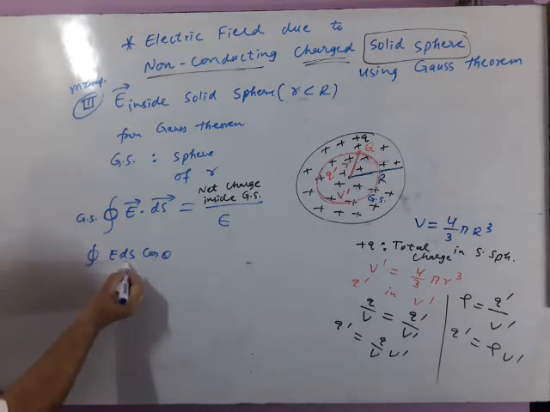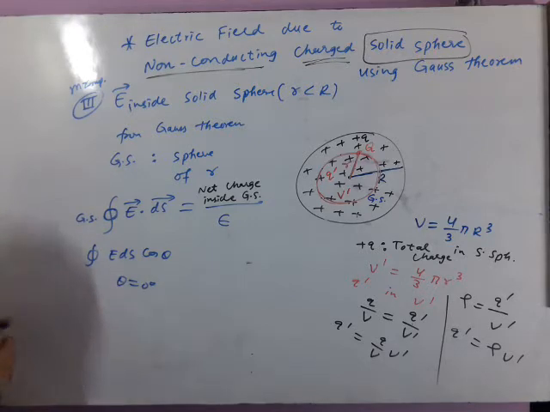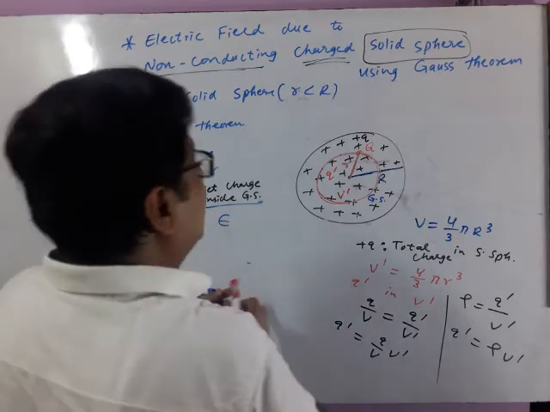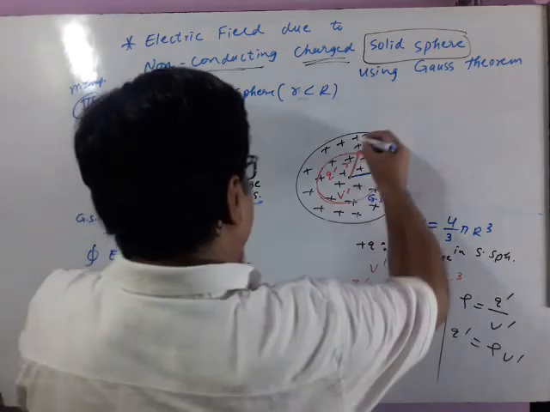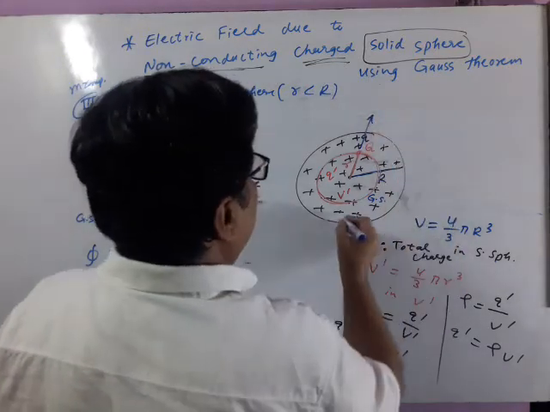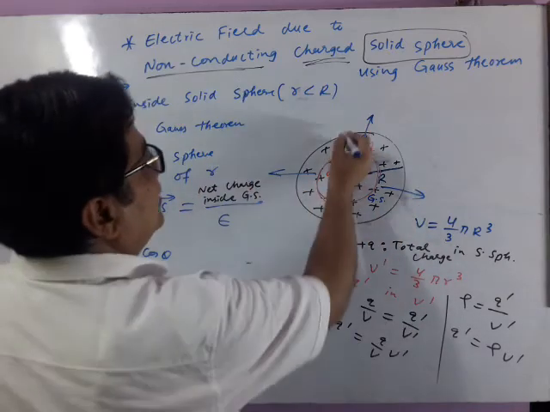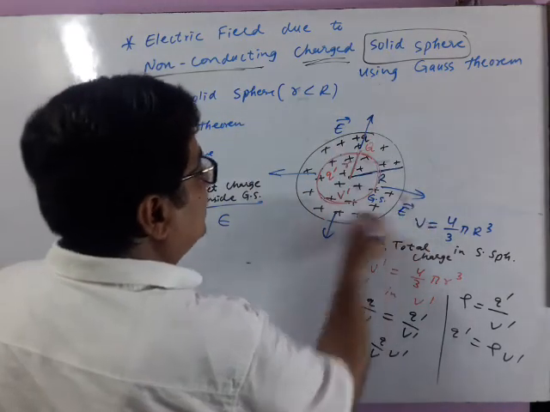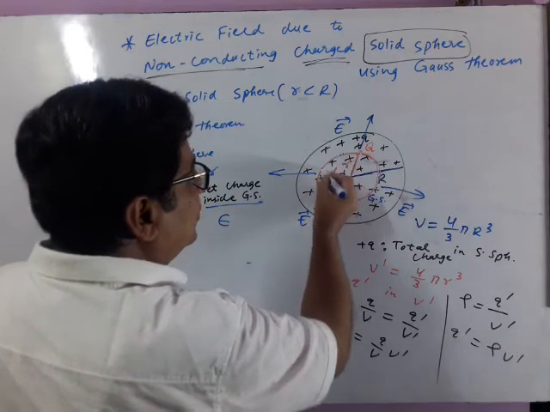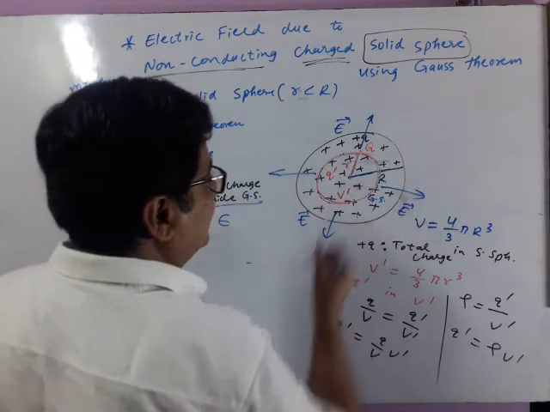First of all, see the LHS. This theta comes out to be 0. How? E vector: the electric field is radially outward in all directions. It is radially outward and it remains constant at each and every point on the Gaussian surface.